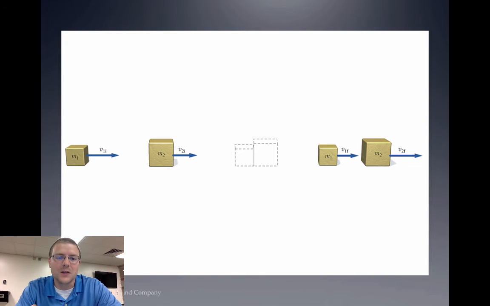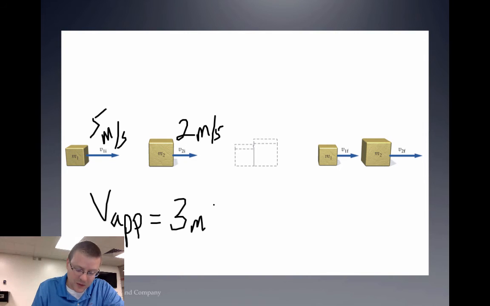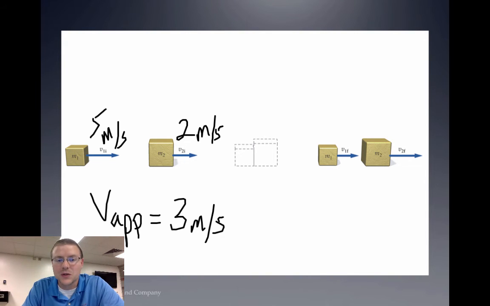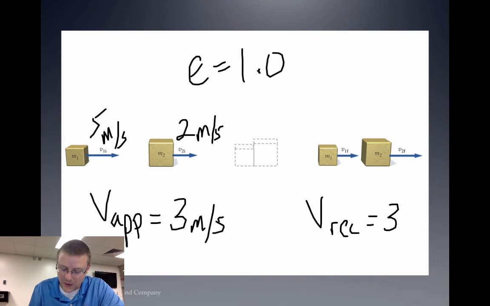You see this, you see v1 and v2. How fast are they approaching each other? Let's put some numbers to this. We'll say that v1 is 5 meters per second, v2 is 2 meters per second. So that means that the speed of approach is 3 meters per second. Mass 1 is catching up to mass 2 at a rate of 3 meters per second. They're going to collide, and let's say that the elasticity is 1.0. That means my speed of recession has to equal 3 meters per second.